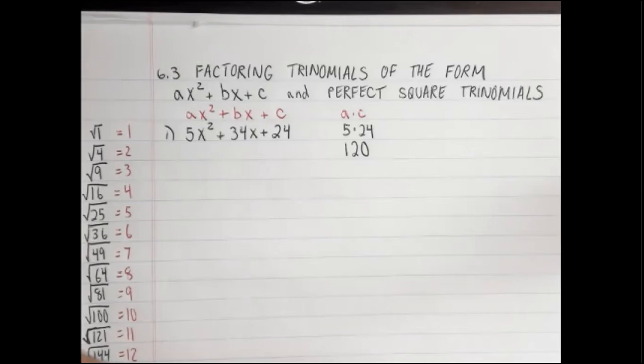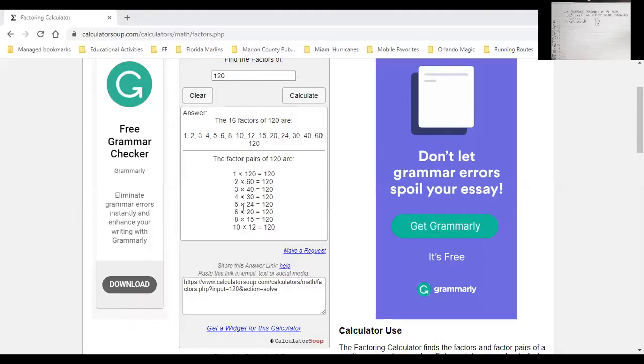Let's go back in there. Hopefully you're able to notice that 4 times 30 gives me 120, and when I add 4 and 30 together, it gives me 34. So remember that, write it down. It's going to be that 4 times 30 is what we're going to use.